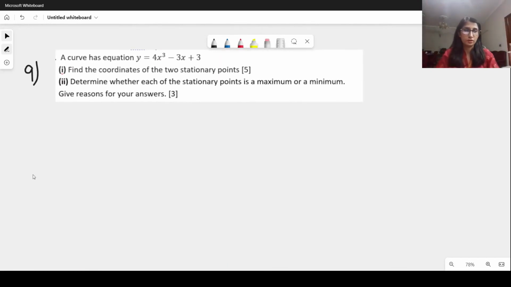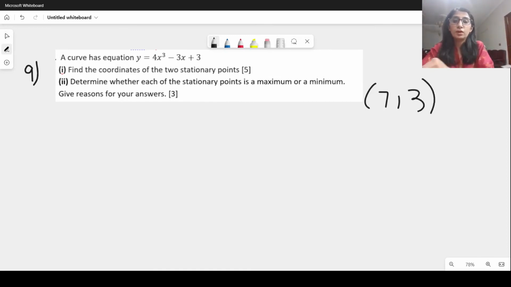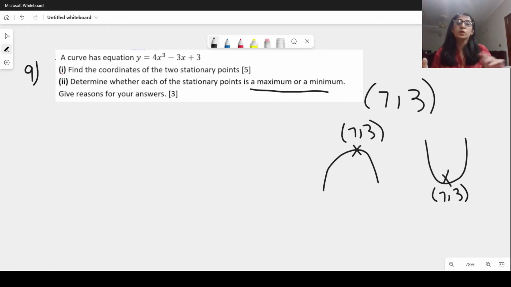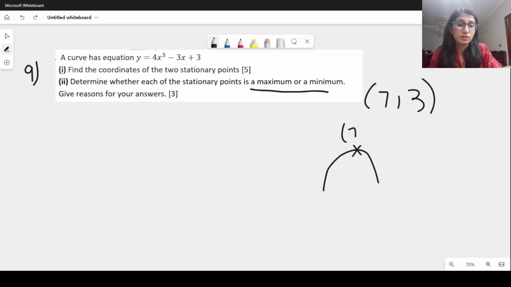Next, the final thing that you need to know is how to determine whether a turning point or a stationary point that you've just found is a maximum or a minimum. You find a turning point, let's say (7, 3). Then in the next part, you're asked to determine whether the stationary point is a maximum or minimum. That is, in the original graph, is it like this at (7, 3), which means it's going to be a maximum, or is it like this at (7, 3), which means it's going to be a minimum? So you don't have a graph for assistance, so you need to rely on derivatives. So let's do this question.